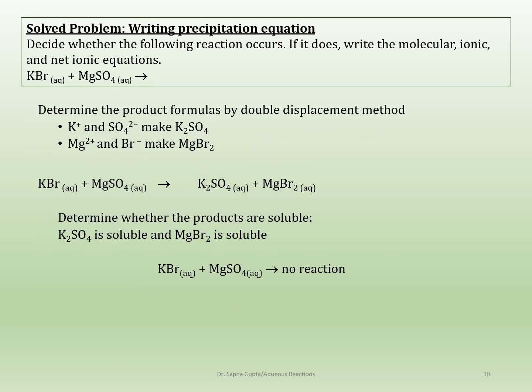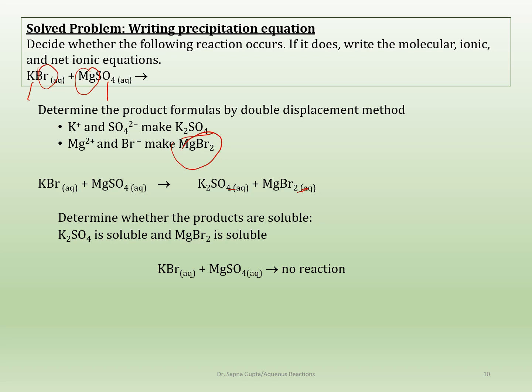Okay, here is another one. So go ahead, decide whether the following reaction occurs or not. If it does, write the same kind of thing again. So here again, we do the same thing: we write the cation of one and the anion of the other, so that makes K2SO4, potassium sulfate, and then the bromide and the magnesium of the other gives magnesium bromide. Oh, I need to fix these. There's always something to fix, isn't there? Always. But anyhow, here you get potassium sulfate and you get magnesium bromide.